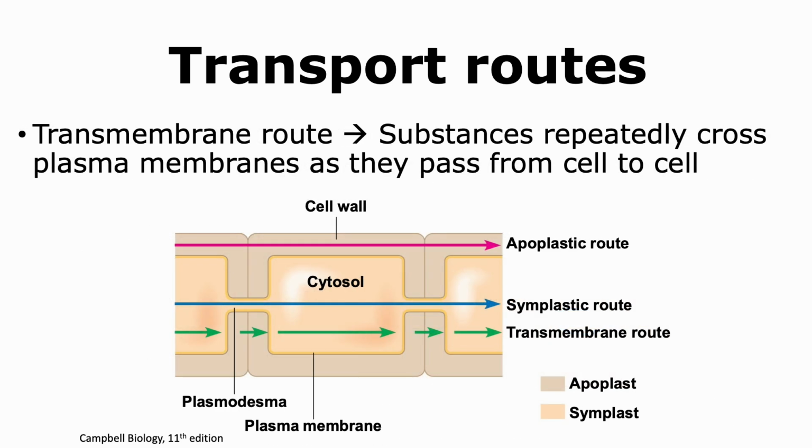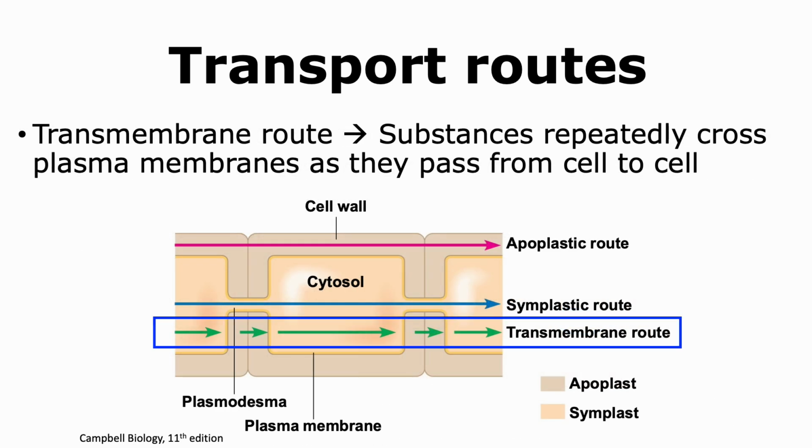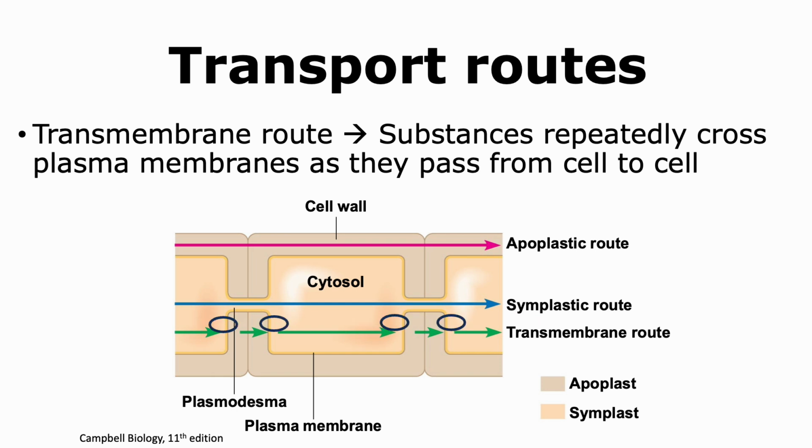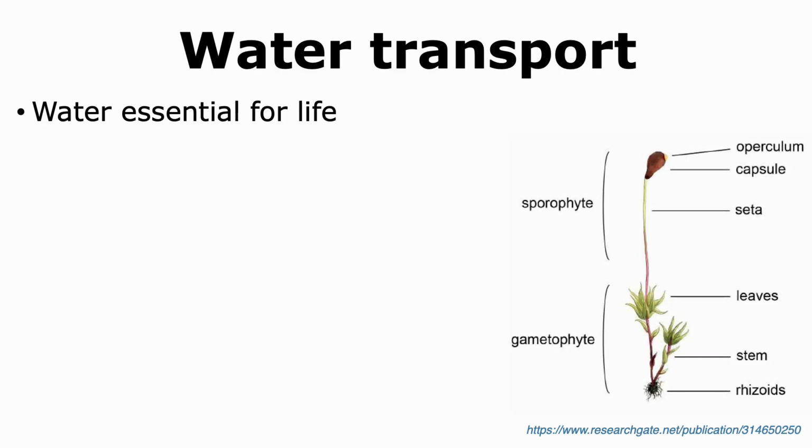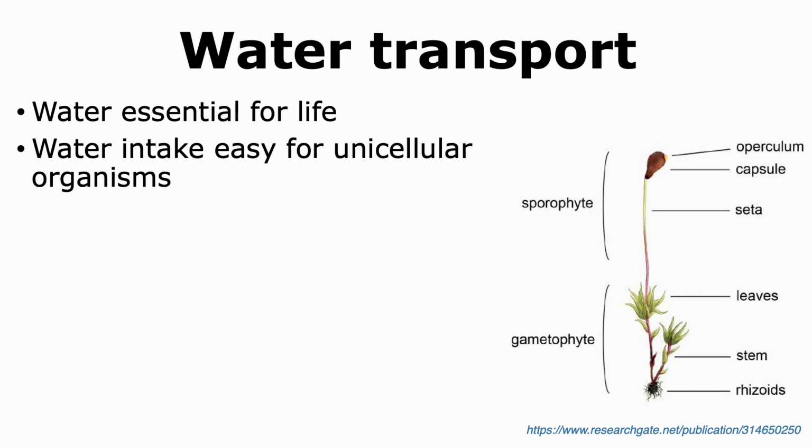The transmembrane route is where substances repeatedly cross the plasma membrane as they pass from one cell to another cell. Like all living organisms, water is essential for the life of plants. The intake of water is easy for unicellular organisms as they have evolved proteins like aquaporins that mediate the transport of water inside the cell.